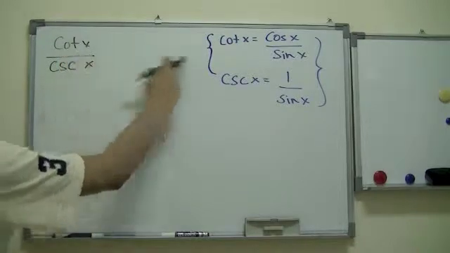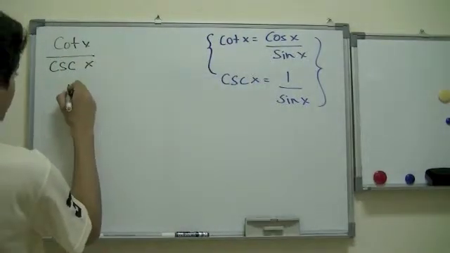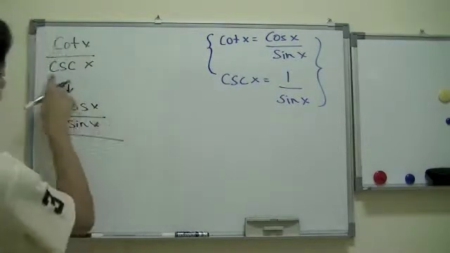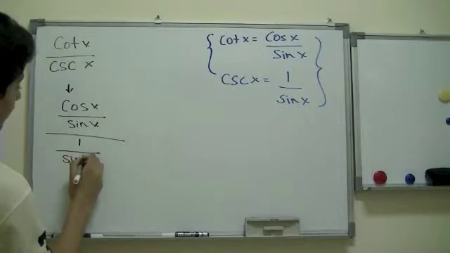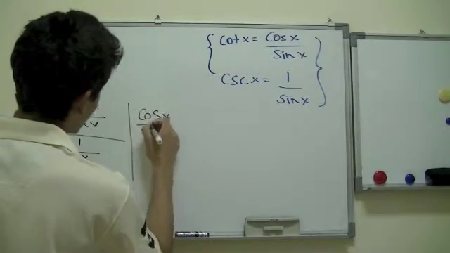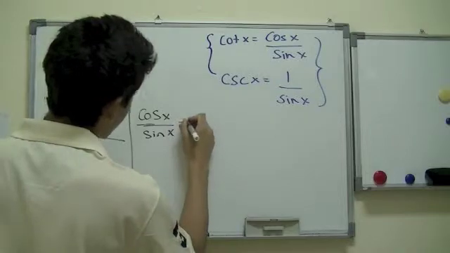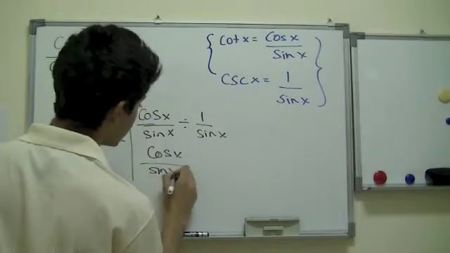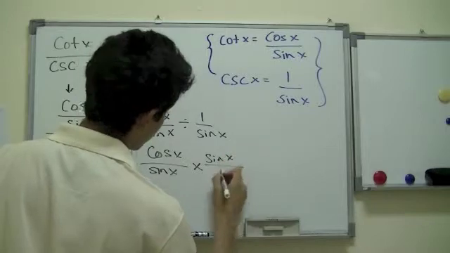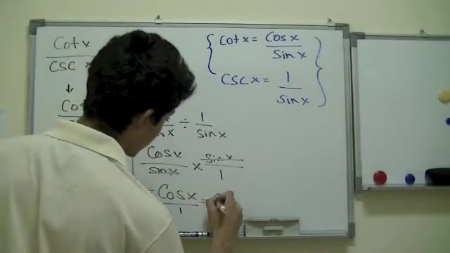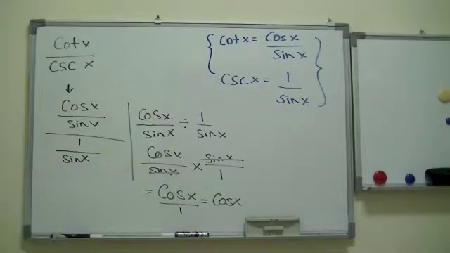Now cotangent is cosine of x divided by sine of x, all divided by cosecant, which is 1 divided by sine of x. Then you divide like this: cosine of x divided by sine of x, divided by 1 over sine of x. Then cosine of x divided by sine of x times sine of x over 1. The sine of x cancels out, leaving cosine of x over 1, or simply cosine of x.